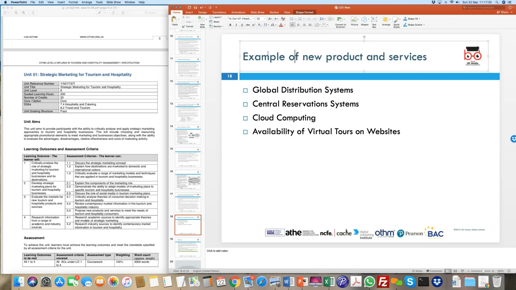Now, can you think of a few yourself in terms of what you think are the new products and services coming in this sector which are going to keep the consumers engaged and meet their requirements?